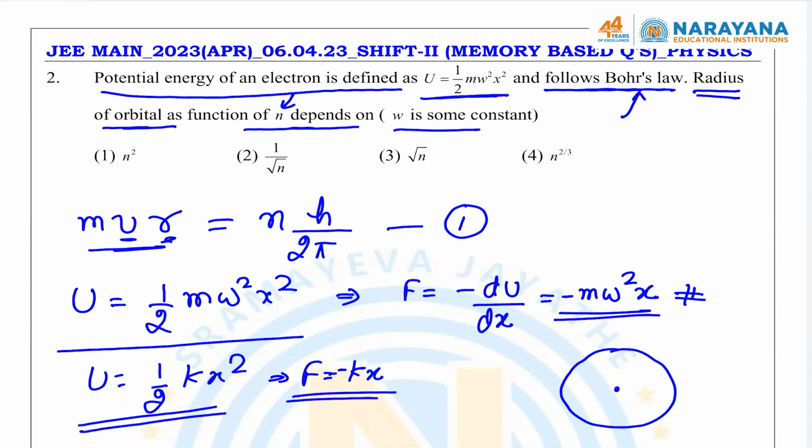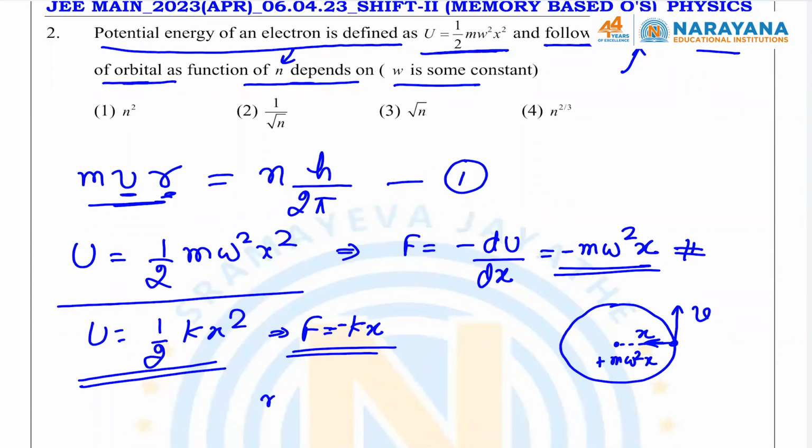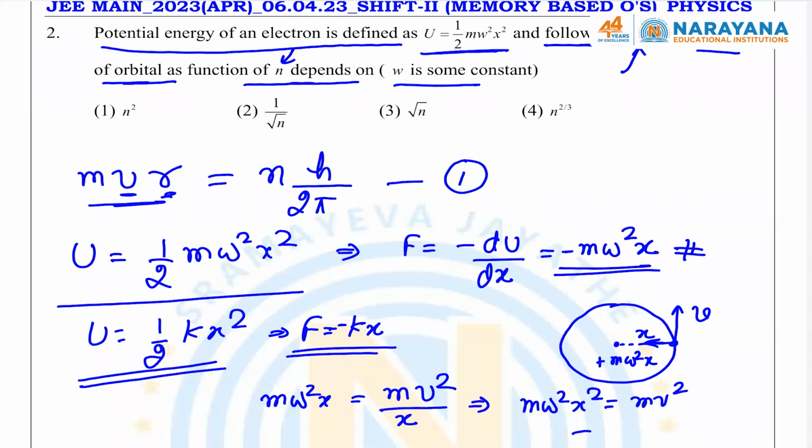So if the electron is revolving in an orbit of radius x with speed v, then the force acting is minus m omega square x. I leave the negative sign, the force is radially inward. Negative only shows that. So this force m omega square x provides the necessary centripetal force, so this is mv square by x. So I get m omega squared x squared is equal to m times v squared, and therefore v is equal to omega times x.